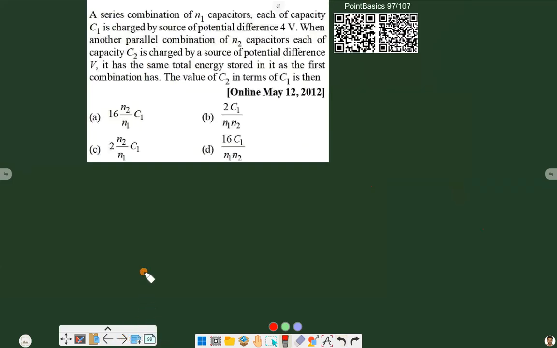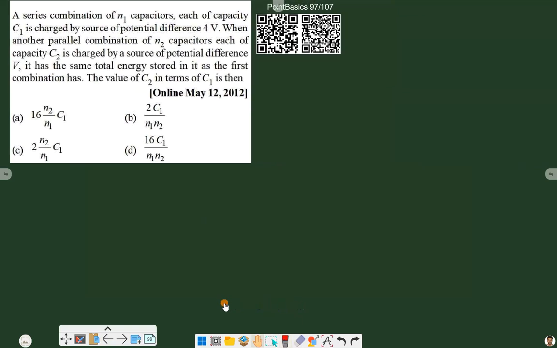Now the next question. A series combination of N1 capacitors, each of capacity C1, is charged by a source of potential difference 4 volts, when another parallel combination of N2 capacitors, each of capacity C2, charged by a source of potential difference V, has the same total energy stored as the first combination has. The value of C2 in terms of C1 is then asked. So we have to compare C2 and C1.